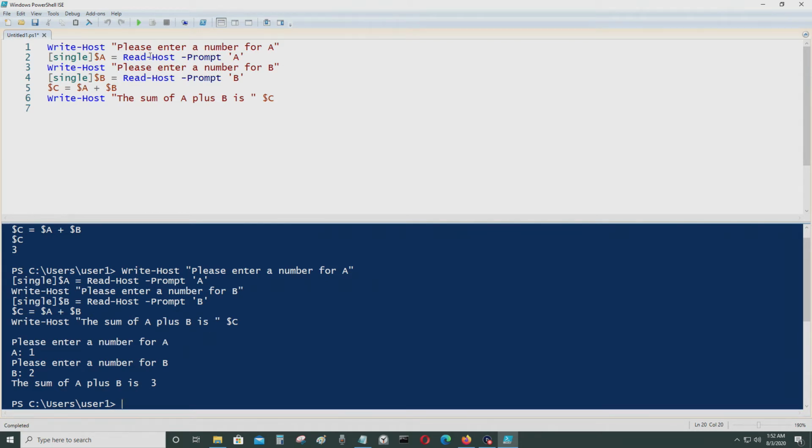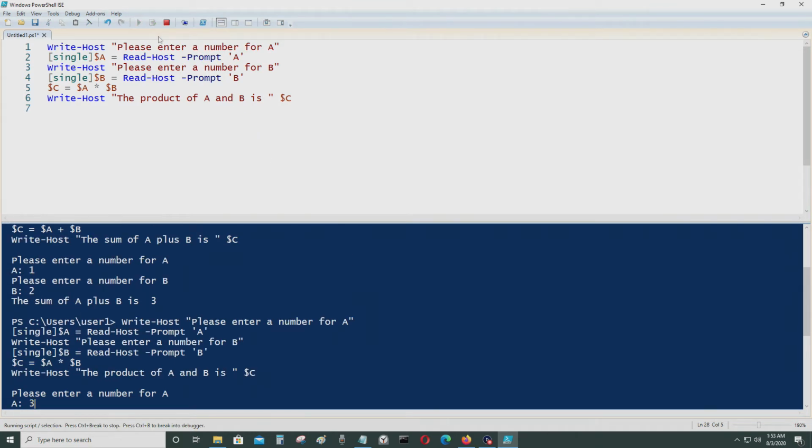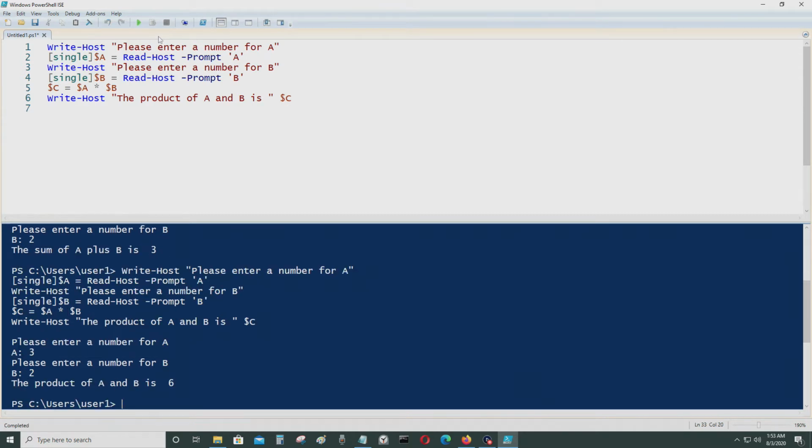We could also use multiplication, which is the asterisk, or division. So we're using multiplication here. "The product of A and B is C." Okay, let's run that. So this time it's multiplication. 3 for A and 2 for B should be 6. So that's the product of A and B.